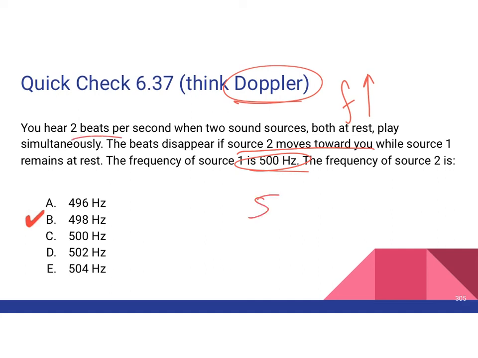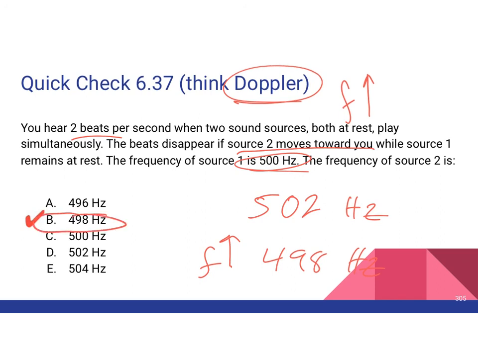So if we were hearing 2 beats, so if source one is 500 hertz, source two was either 502 or it was 498, because the beat frequency is based on the difference in the two frequencies. So according to the Doppler shift, if source two is 498 and moves towards me, that's going to increase the frequency. So that'll actually, if I play it right, get me to no beats. So that's why 498 hertz is the frequency of the second source.